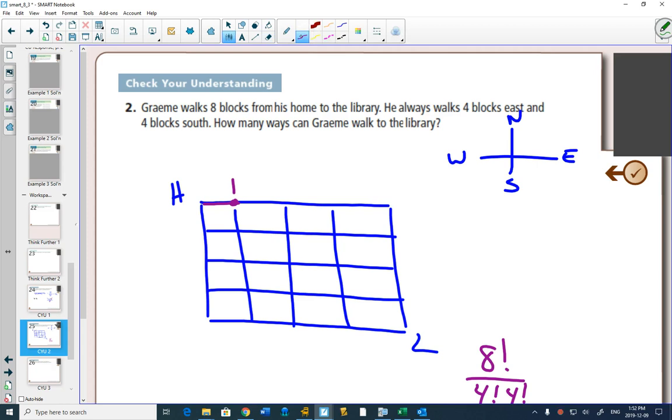So if Graham wanted to go to this dot right here, he would not go down first. Graham, you're smarter than that. There's only one way to get to this dot. If he wanted to get to this dot, would you agree there's only one way he could get to that dot? But if he wanted to get here, does it make sense he could go through this dot or through that one? There would be two ways.